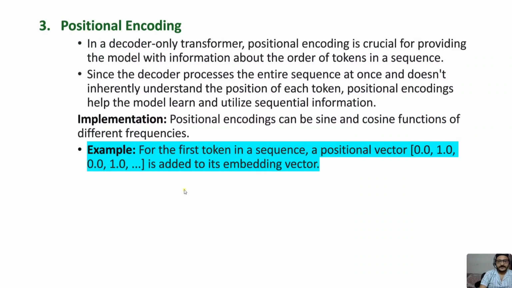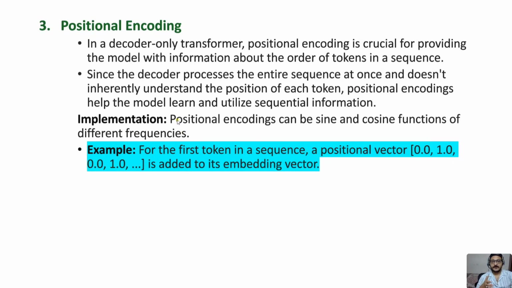Now the third we have here is positional encoding. So what happens in positional encoding is that the decoder model we are using in ChatGPT doesn't understand the sequence of the tokens. That's why it adds some kind of positions to the tokens, so it will understand the order of the tokens in a sequence. That's what I have written on the slides.